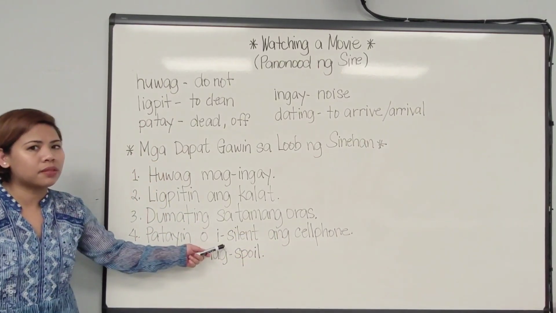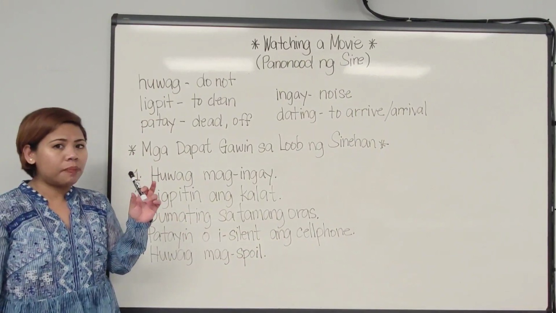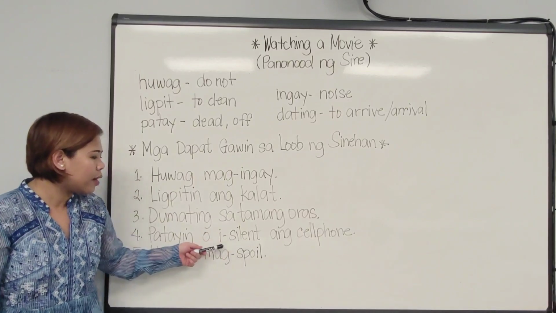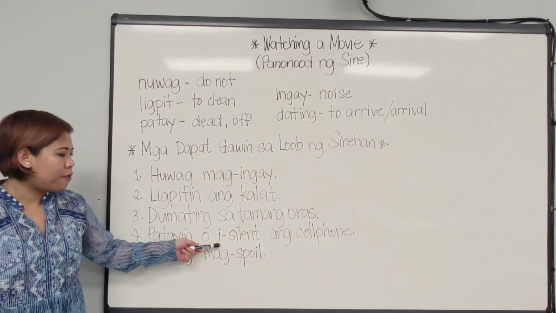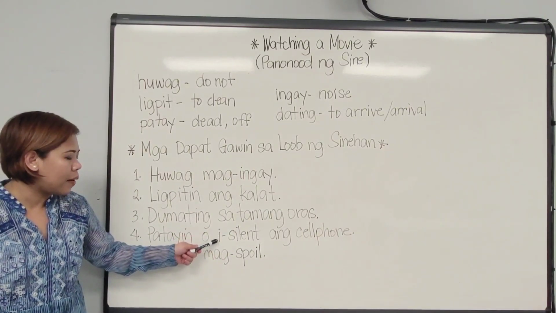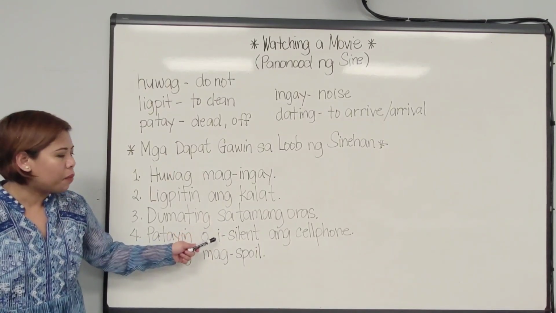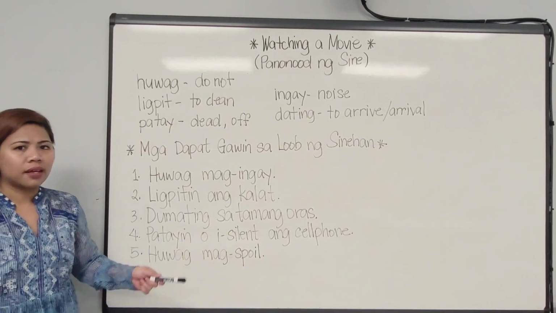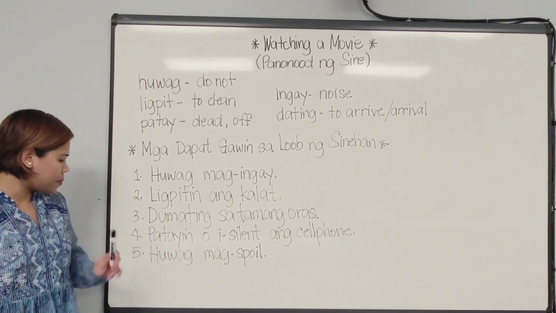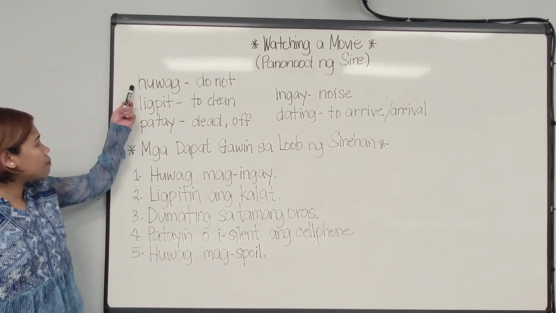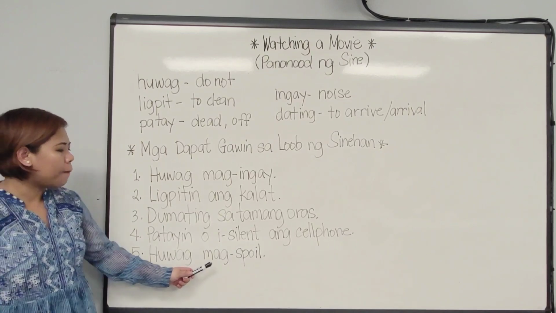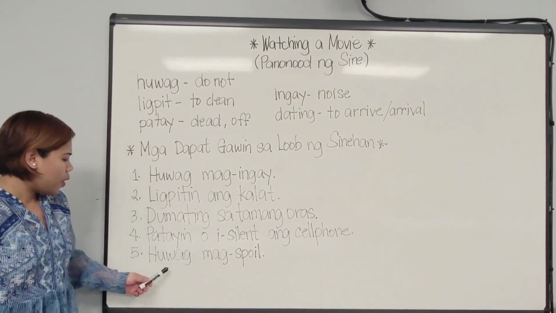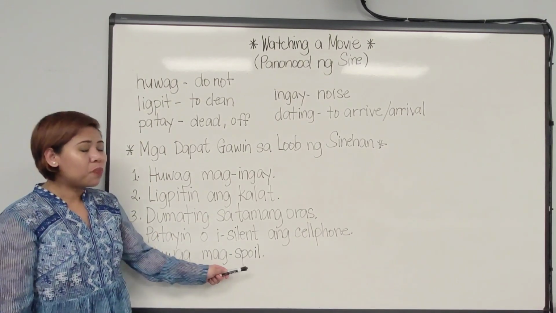But cell phone is non-living. We cannot use patahimikin. So we retain the English word silent, but we made it into a Filipino one. So we add the prefix I, but we read it as E. E and then dash, E silent ang cell phone. Okay, number 5, huwag again, do not. Huwag mag-spoil. Do not spoil.